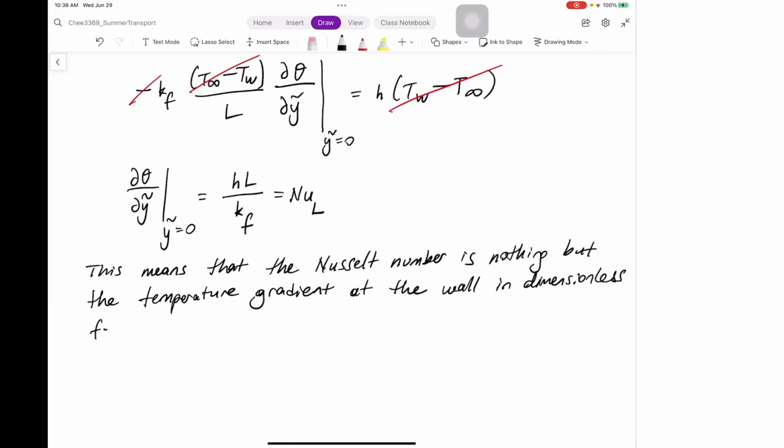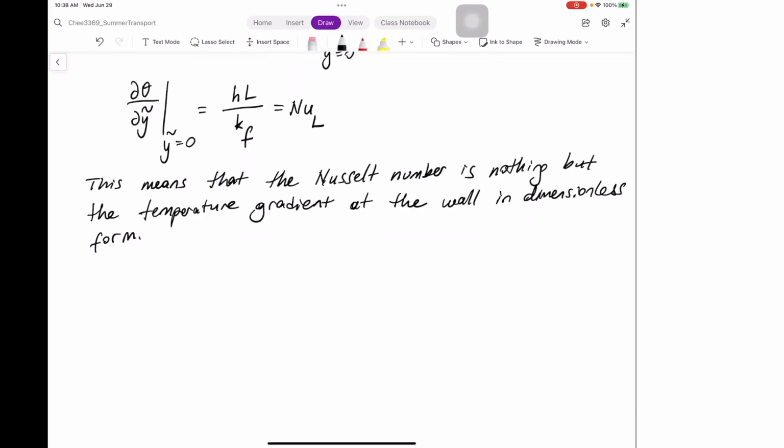So we got a deeper and much better physical insight about the Nusselt number, right? So we are actually growing our intuition more and more about the Nusselt number and about what it means. Okay. Also, you can do some sort of scaling analysis again.